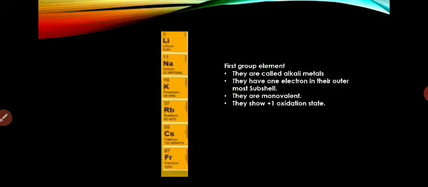Here you can see the elements of the first group. These first group elements are also called alkali metals. They have one electron in their outermost subshell. They are monovalent and they show +1 oxidation state.